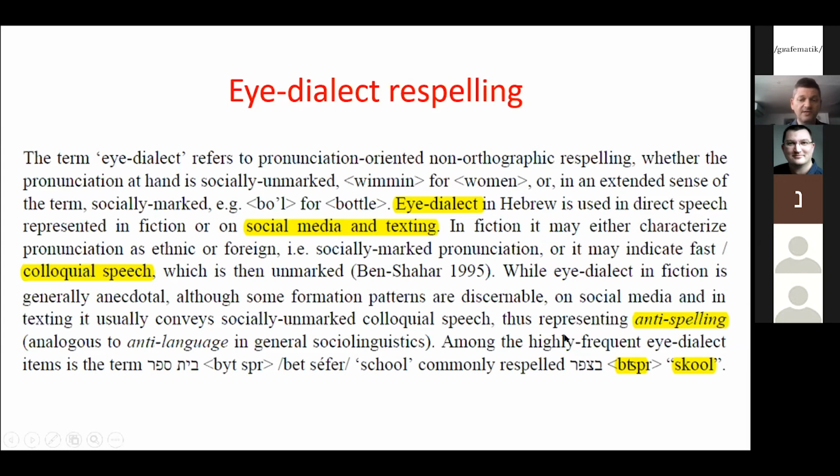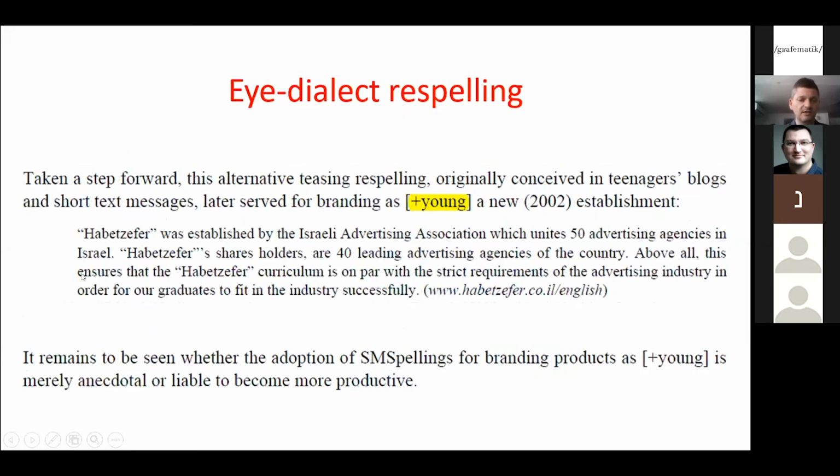For example, if we take the word bet sefer, which means school. One design school has named itself Bet Sefer, spelling it less etymologically, more phonemically, as some kind of anti-spelling, like anti-cultural language, just saying it differently. And on its own website, it says Ha Bet Sefer, so "the school". Keep it like with a K-O-O-L.